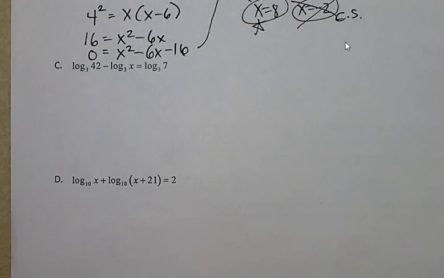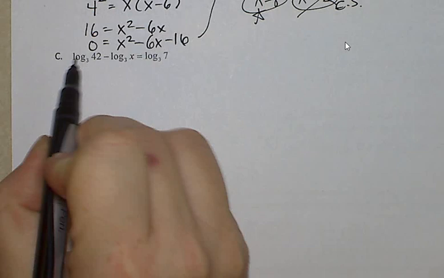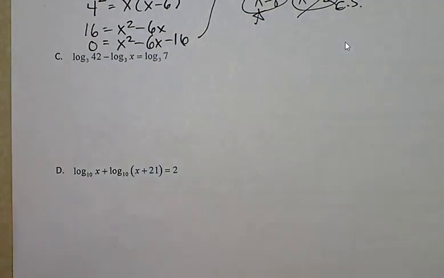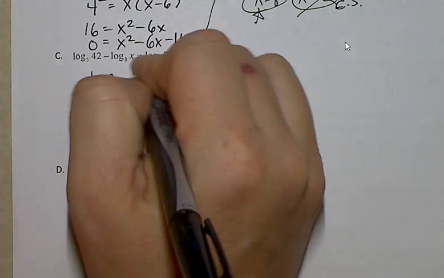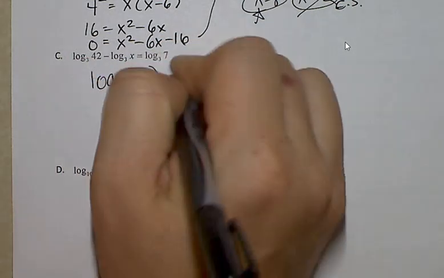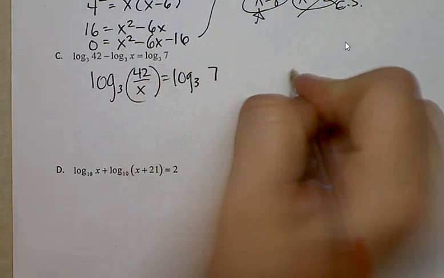Okay, moving on to C. There's no exponents because there's no numbers in front of the logs. This is currently expanded and has subtraction. So when I condense it, subtraction turns back into division. We have a log base 3 on both sides. There's no additional numbers, so I can go ahead and cancel them out.